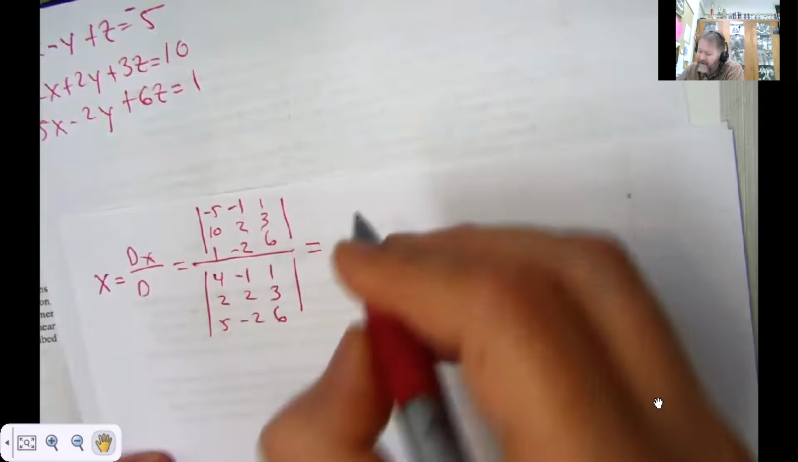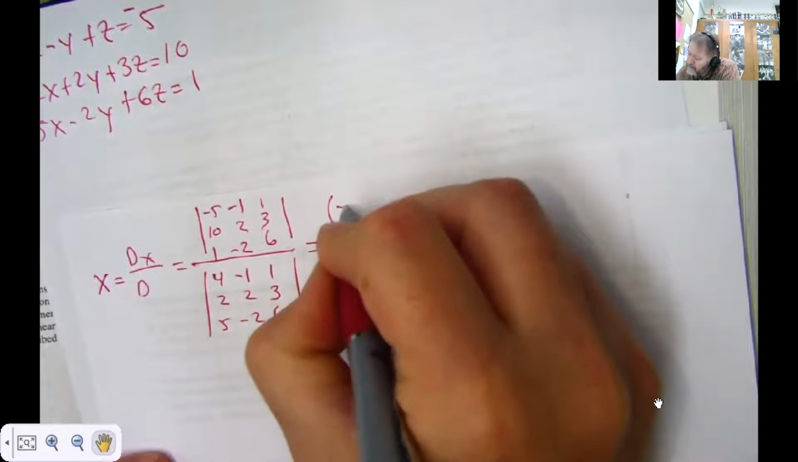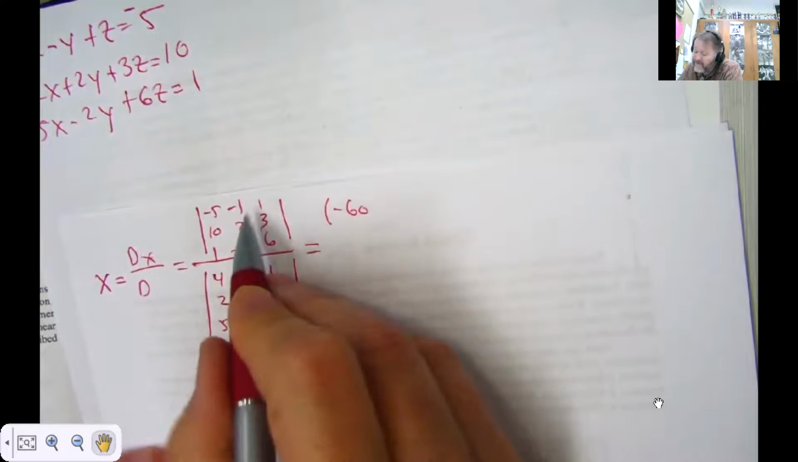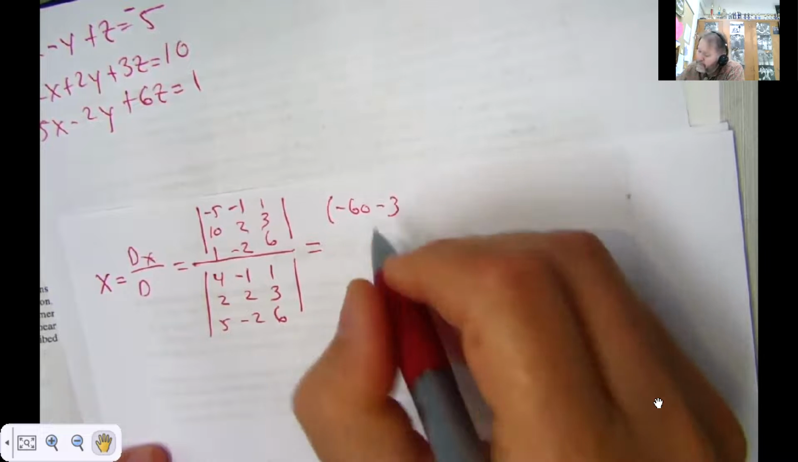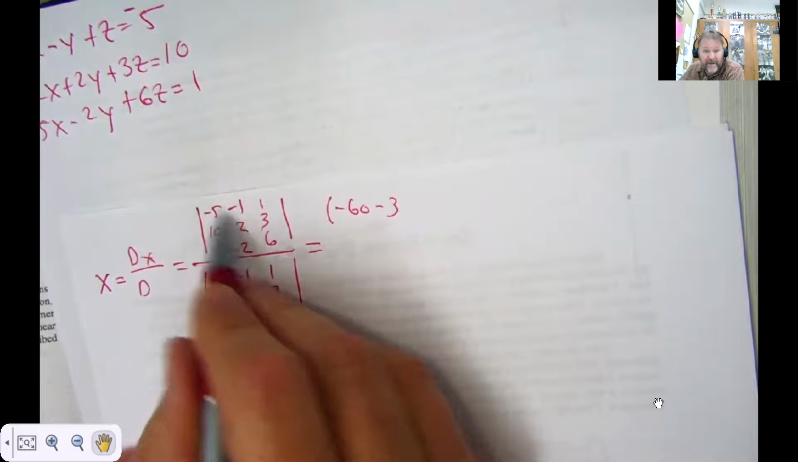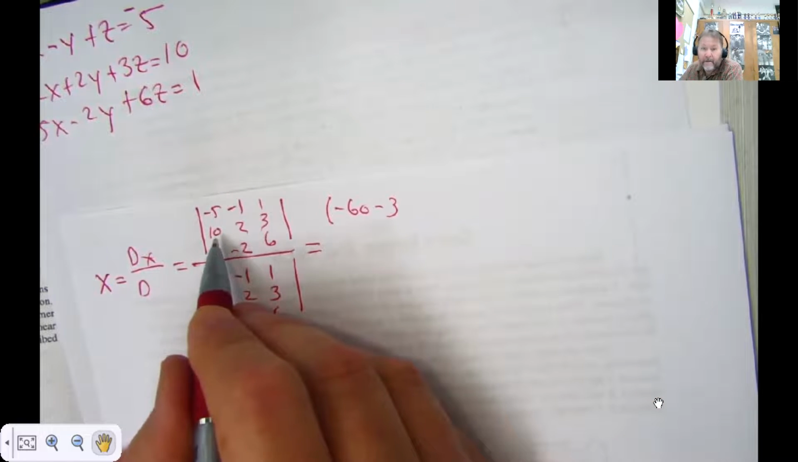All right, here we go, and away we go. Now we have to find some determinants. So it's going to be negative 5 times 2 times 6, which is negative 60. And it's negative 1 times 3 times 1, which is negative 3. And so you do downhill minus uphill.